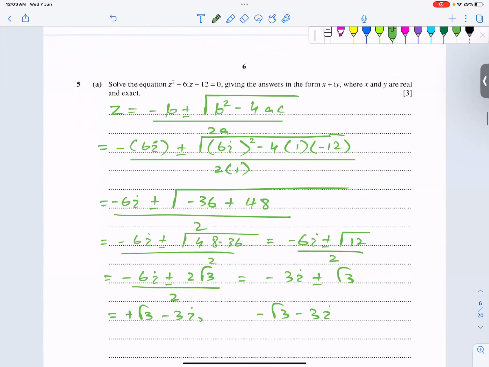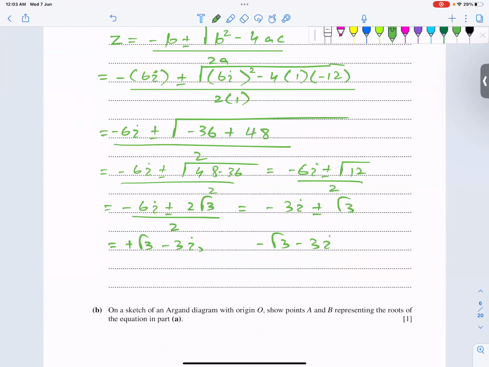Now, on a sketch of an Argand diagram, with origin O, show that points A and B representing the roots of the equation in part A.